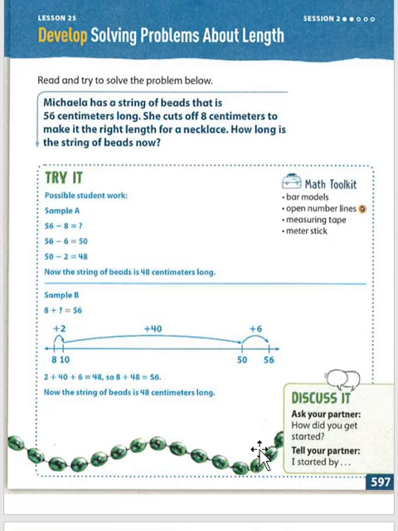Okay, 597, Michaela, or however you would like to say that name, has a string of beads that is 56 centimeters long. She cuts off 8 centimeters to make it the right length for the necklace. How long is the string of beads now? So here are 2 different choices. They were 56 centimeters. She cut off 8. 56 minus 8. 56, how many to get to the next 10? 6. Then I have to minus how much? 40. Then 2. 46, 2, 48.